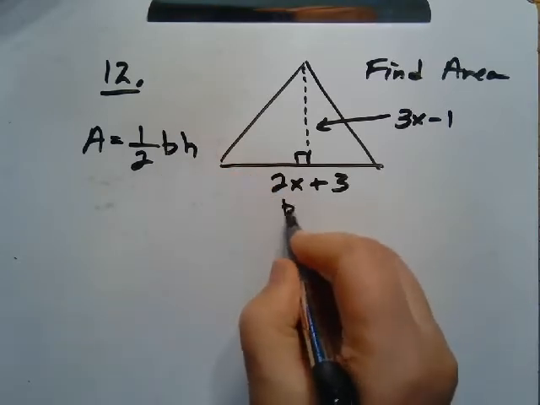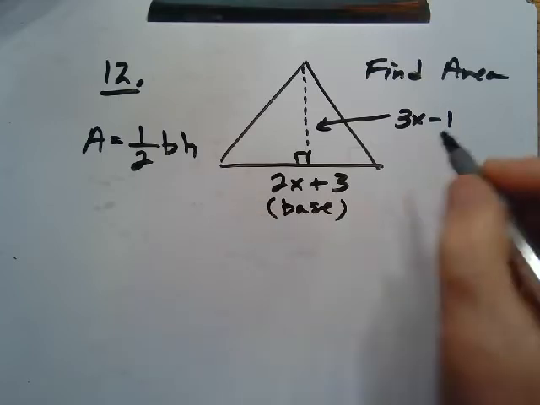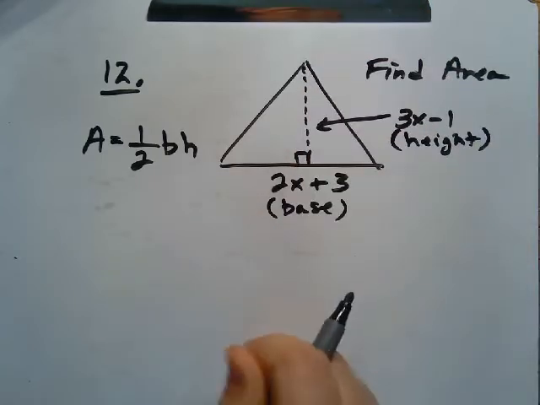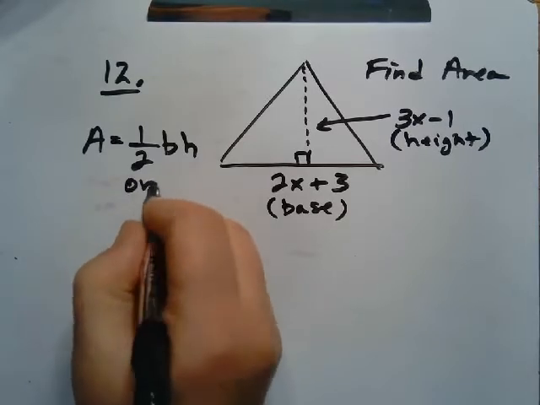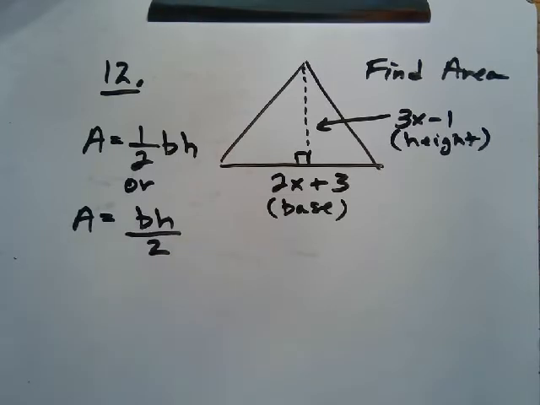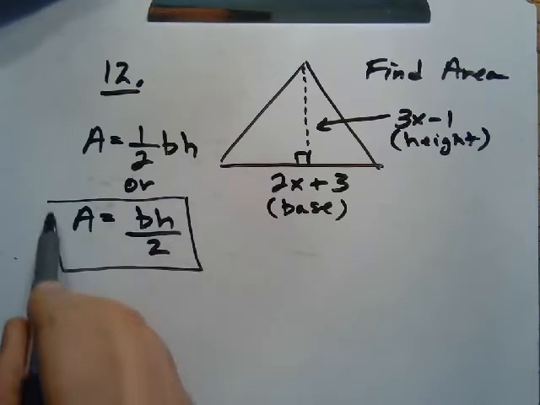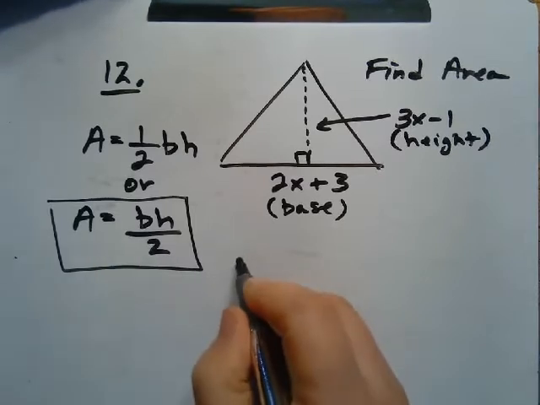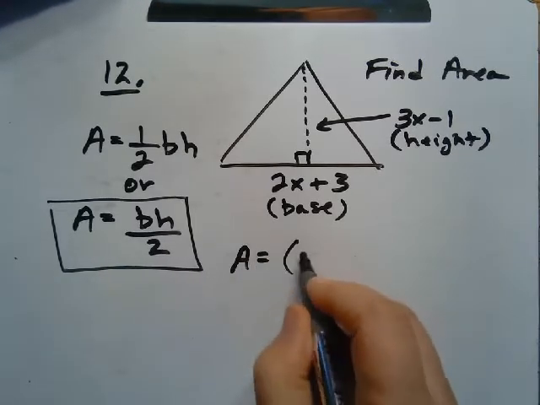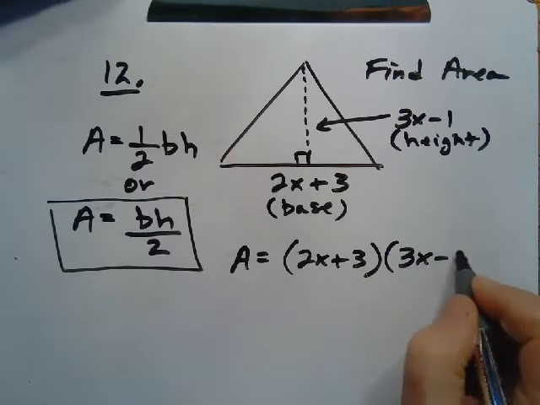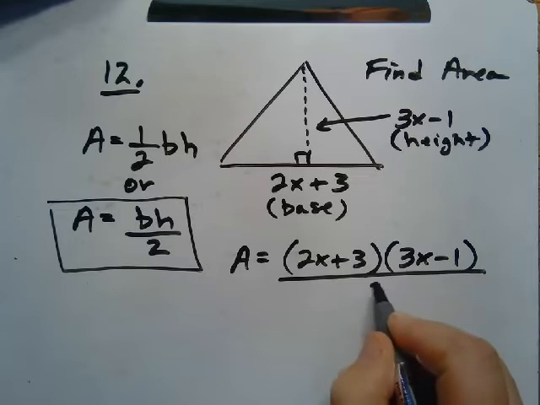B is the base. This is the base here. And h is the height. This one's the height. The height is always standing up straight, perpendicular to the base. There's another formula that you could use. I like this one better. It's base times height divided by 2. And either way you do it, you should get the right answer. I'm going to use this lower formula. You can see that taking half of something is the same as dividing by 2. So here we go. We're going to take the area is the base. Now notice I've got to put this in parentheses, times the height, and divide that by 2.